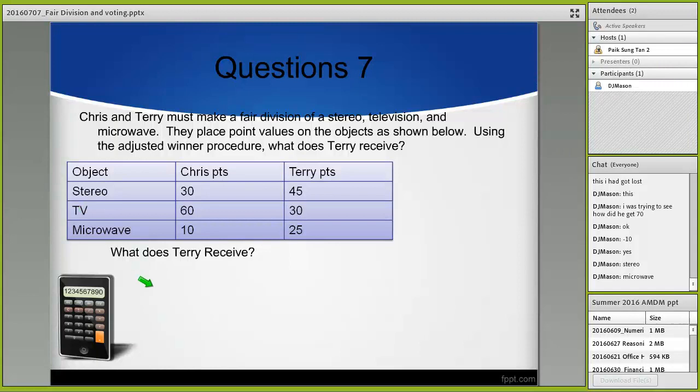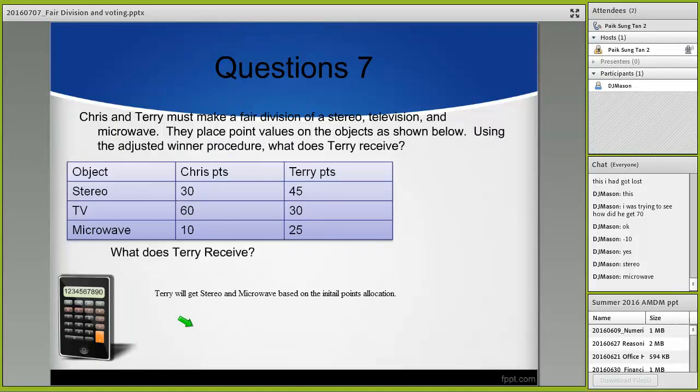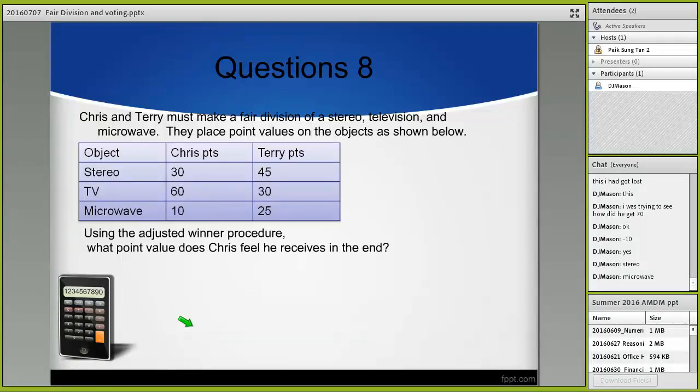So first, Terry will get stereo and microwave based on the initial points allocations. You could be asked simple questions like this. First, you need to understand how to read the table. The person who gives it more points for the item, that person is going to get that item.